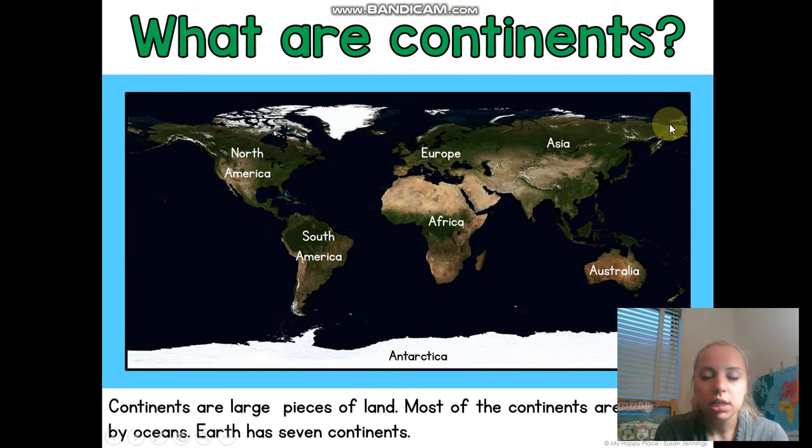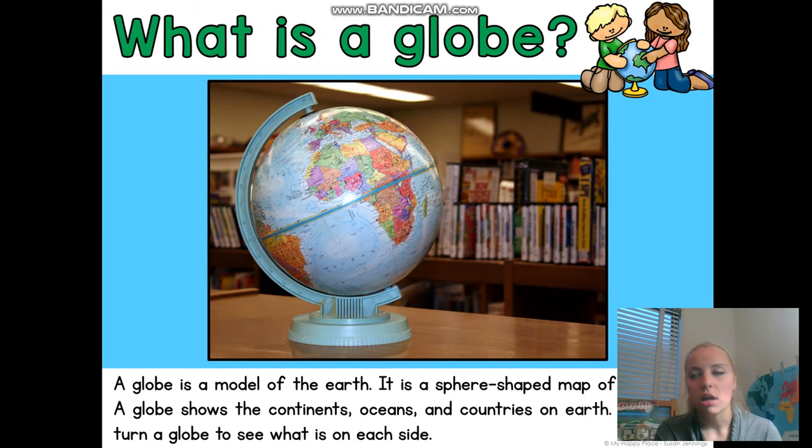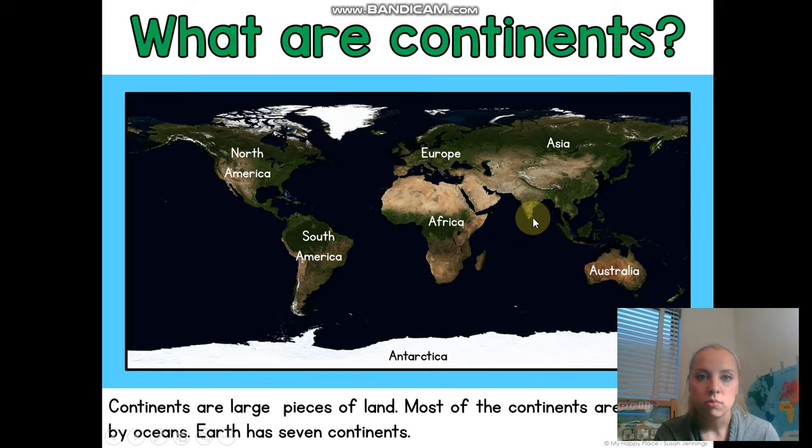Okay, so today we're going to continue learning about mapping. Yesterday we looked at the Earth from above, from a bird's eye view. We learned what a planet is, and we talked about what a globe is. Remember, a globe is sort of a model of the world that you can spin and find different countries. Today we're going to learn about continents and countries.